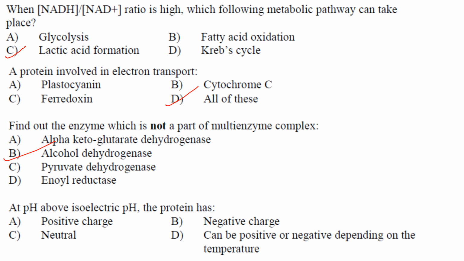At pH above isoelectric pH, the protein has what charge? So if pH is less than Pi, the protein has positive charge. If pH is equal to Pi, then it has no charge. And if pH is greater than Pi, it has a negative charge. So at pH above isoelectric Pi, it shouldn't be pH, it should be Pi, it's a printing mistake. The protein has, so pH is greater than Pi, so it will have a negative charge. Answer is option B.